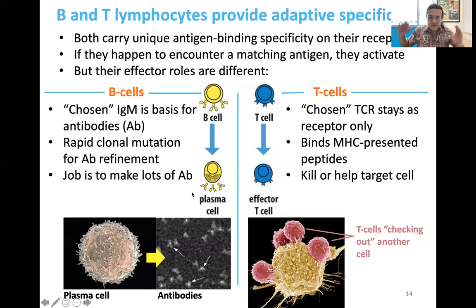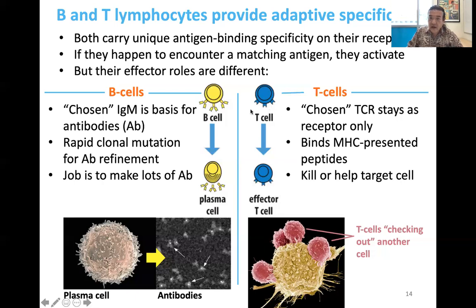So this is the whole B cell's goal in life, to be one of the lucky chosen ones and to be told to become a plasma cell so it can make antibody versions of the immunoglobulin that it knows how to make, right? Based upon its cookie recipe.